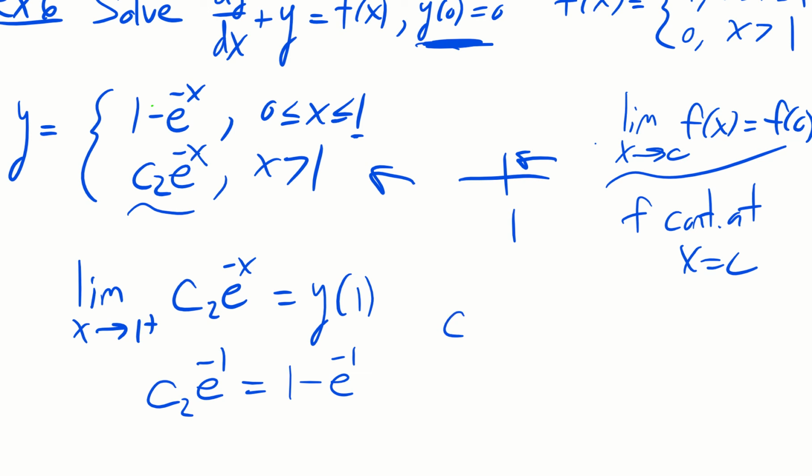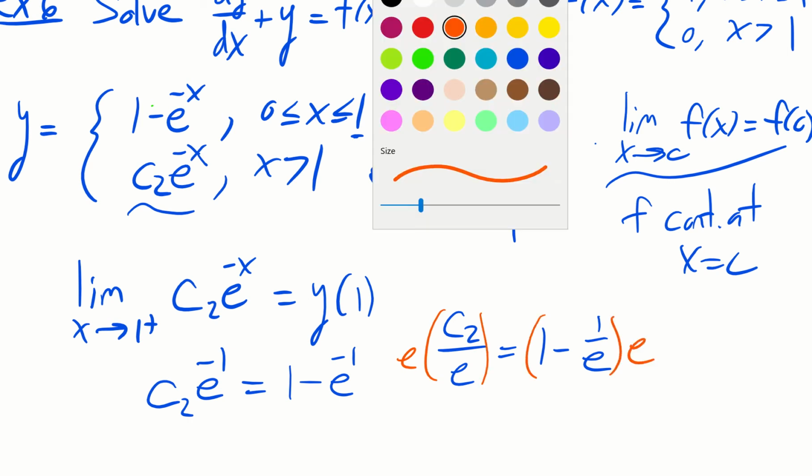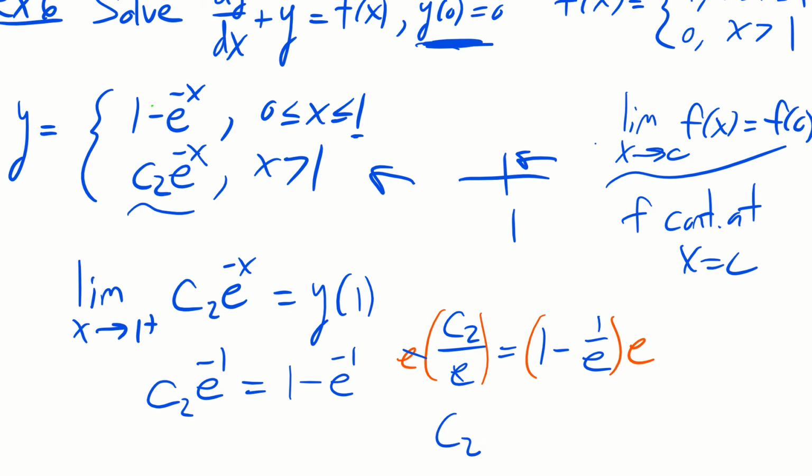And now we just kind of need to go ahead and solve for this. For some of us, it might be helpful if you wanted to, you could think of this as being c2 divided by e equals 1 minus 1 over e. And then simply multiply both sides of the equation by e. We would get that the value for c2 should be equal to e minus 1.